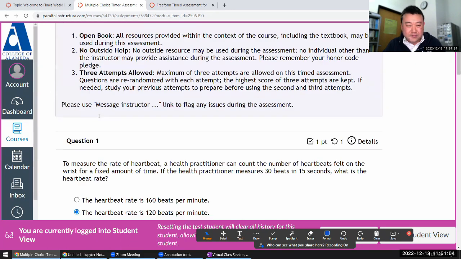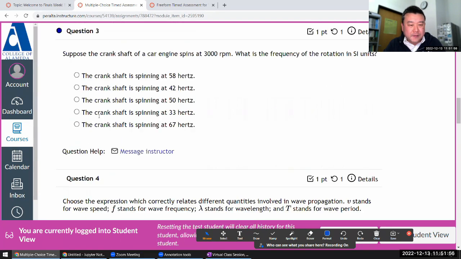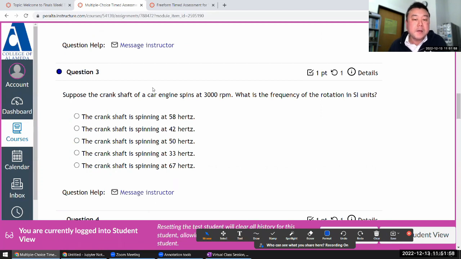So, all right. I've got 3 minutes, so I think I definitely have enough time to do this question. It's a unit conversion question, which is why I didn't just answer it right away. So you have 3,000 RPM. You should know what it's talking about: revolutions per minute.